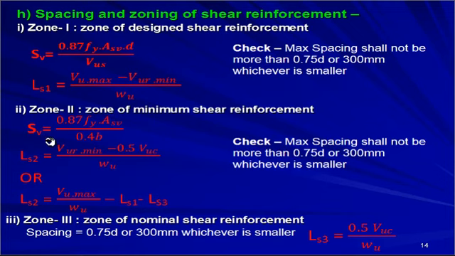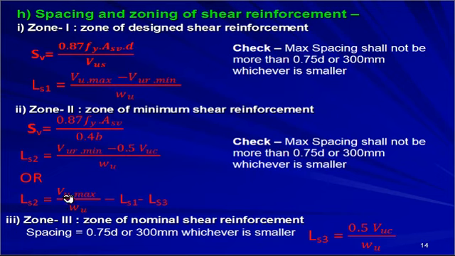Now this is zone 1. Zone 2 is the zone of minimum shear reinforcement. That spacing is given by 0.87 Fy into ASV divided by 0.4 B. Again this spacing also you have to check against the maximum spacing, that shall not be greater than 0.75 D or 300 mm, whichever is smaller.